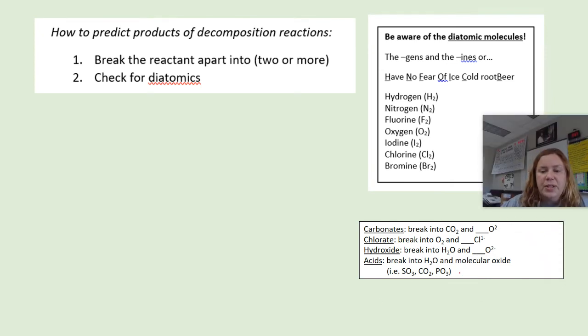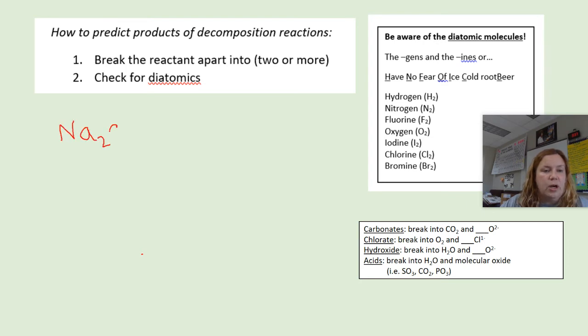Okay. You'll see this little table I have here at the bottom. And this table is the carbonates, chlorate, hydroxide, and acid. So it gives us an indication of if we have one of those, what does it break into? So let me go through a couple of examples here. Let's start with sodium carbonate.